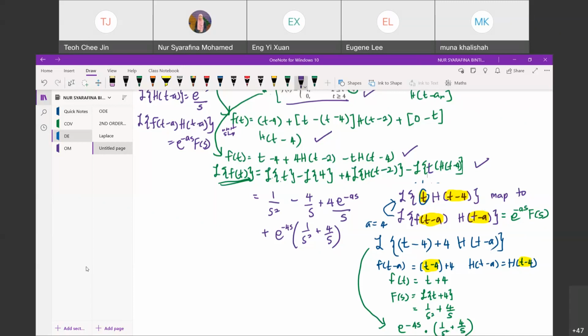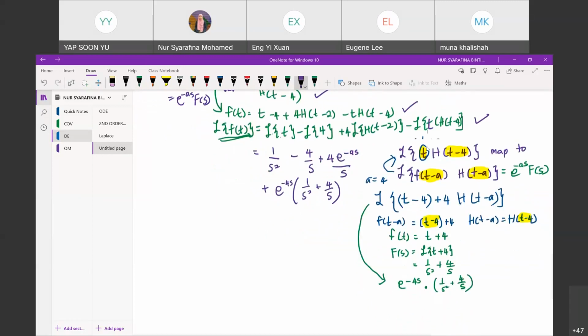Hello, Dr. Sharafina. May you explain again for the part, right bottom corner, the Laplace of t h(t minus 4) map to blah blah blah thing. This one? Right bottom corner. Yes, the map to, yes, this one. You don't understand? Yes. Okay, let's try again.